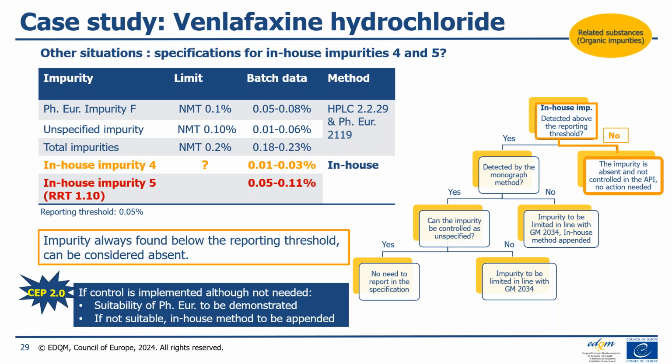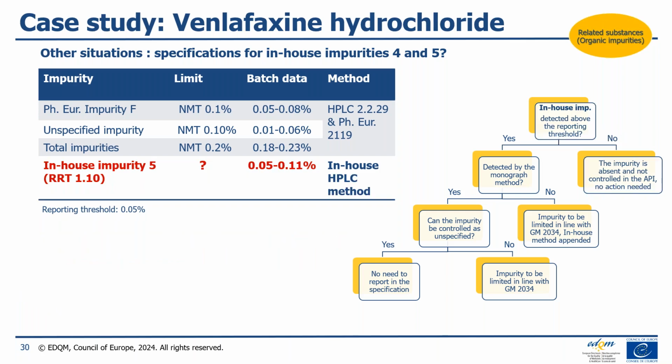Unless you wanted to report this impurity. So if you want to report it anyway, the suitability of the monograph has to be demonstrated, and then if not suitable, the in-house method will be appended to the SEP. Let's imagine that it's not the case and you do not want to report it.